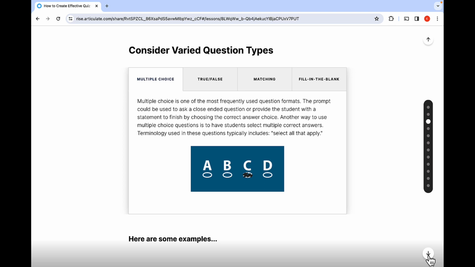Multiple choice is one of the most frequently used quiz question formats. The prompt can ask a close-ended question or provide a student with a statement to finish by choosing the correct answer choice. Another way to use multiple choice questions is to have students select multiple correct answers.